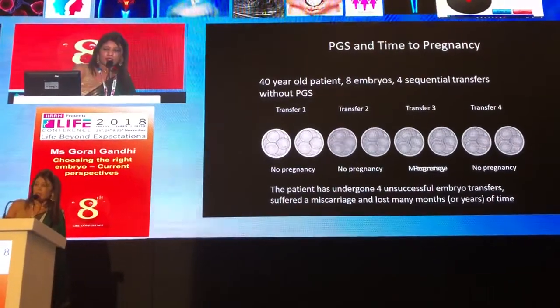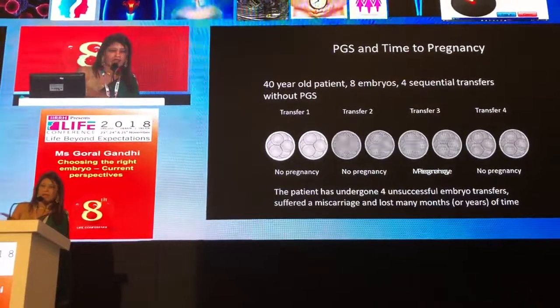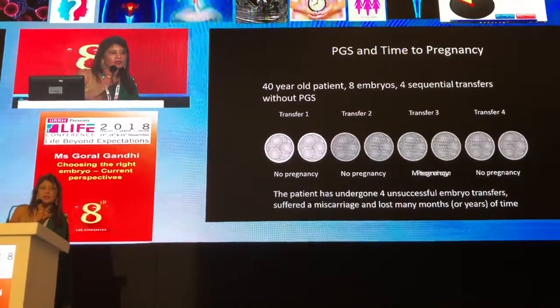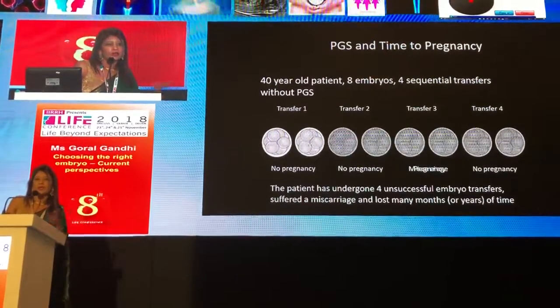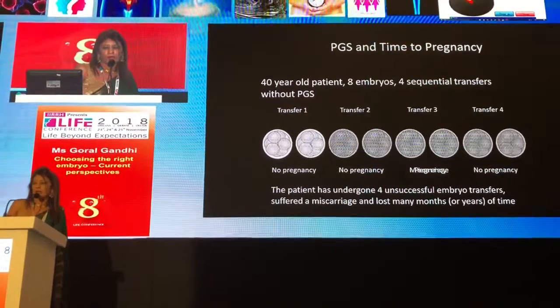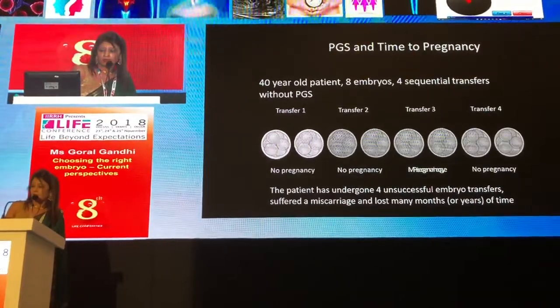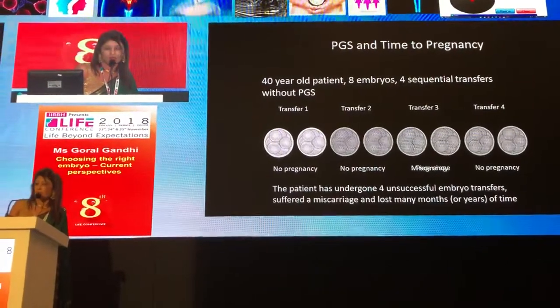Now for this same patient, if we had done PGS for these 8 embryos, we would have probably realized that all these 8 were aneuploid, and we could have guided the patient to probably undergo one more cycle or change something in the treatment modality. So this is time to pregnancy, where PGS has a great benefit.